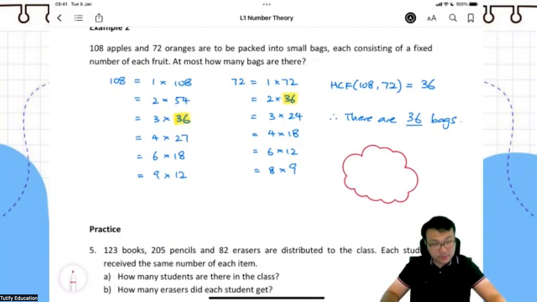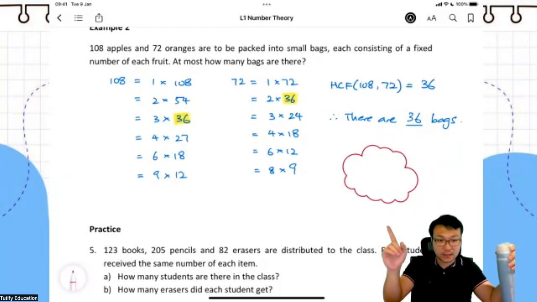We will have, students, can you type in the chat group? How many apples are there in each bag? And how many oranges are there in each bag? Tell me. I already know that there's 36 bags. By looking at the factors that I've written down, how many apples are in each bag? How many oranges are in each bag? Do you know?